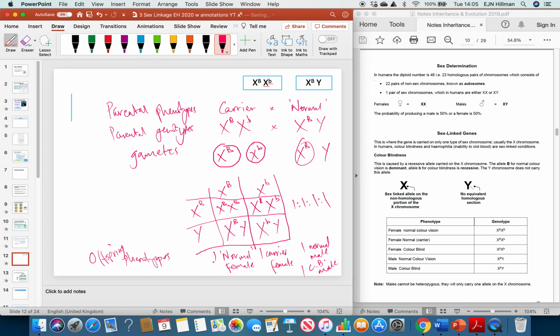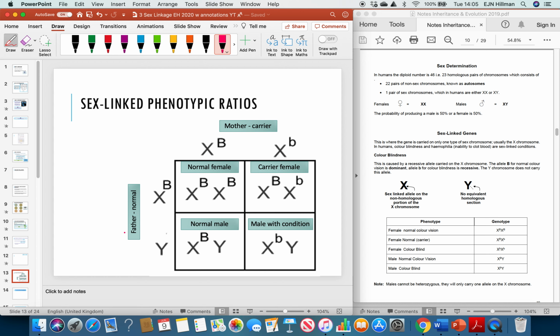If you can't read my handwriting there, perhaps this is an easier way to see it. Okay, so we can still see each of the genotypes of all of the offspring and their phenotypes above. The probability of having a male with the condition, obviously here, is 1/4. And in fact, for all of those phenotypes, the probability would be 1/4.